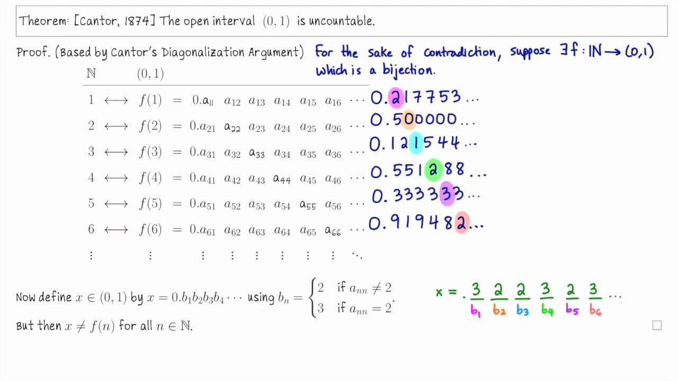And we would continue in this way for every single digit of x. So x starts to look like 3, 2, 2, 3, 2, 3. That's why, again, it's the diagonalization argument, because we're going down this main diagonal here.